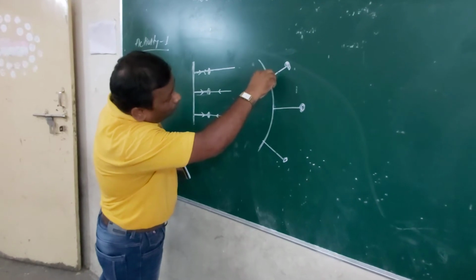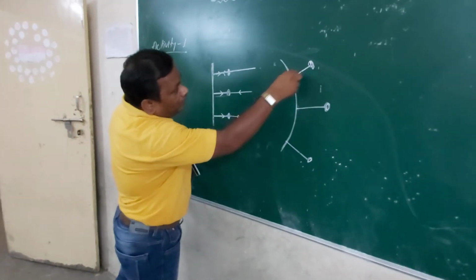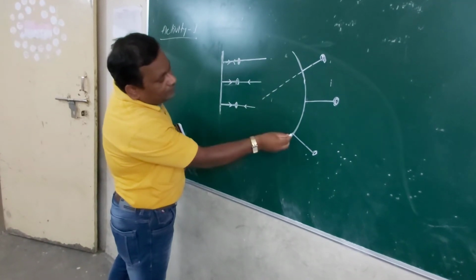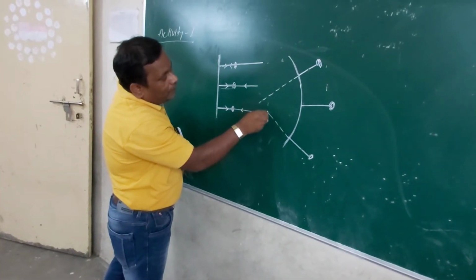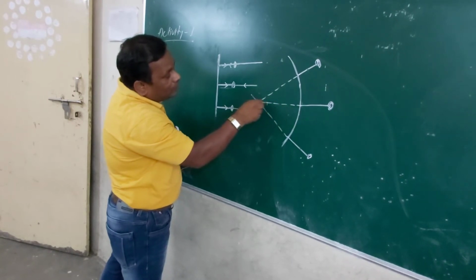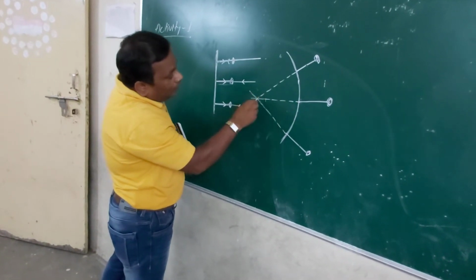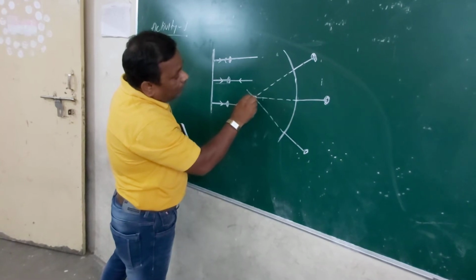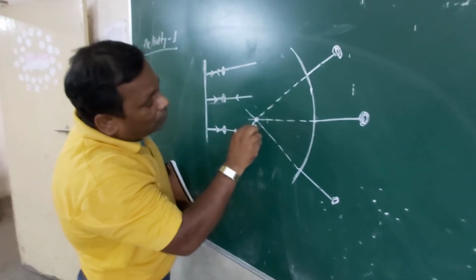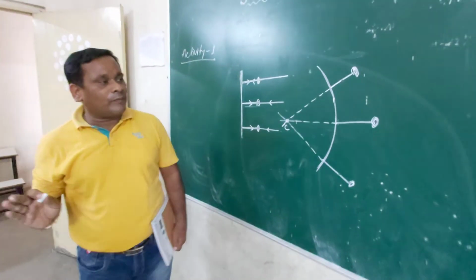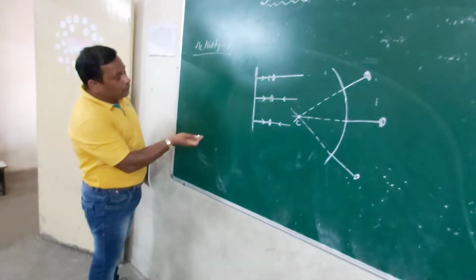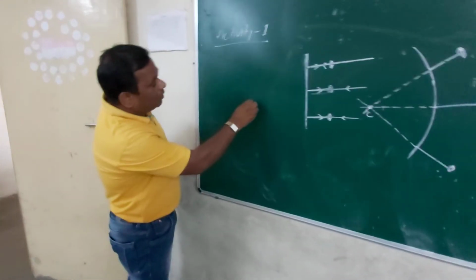How can you get the center of curvature? You extend this line backward, and this line also you extend very far back. When all these lines intersect at a point, this is called the center of curvature. Clear?